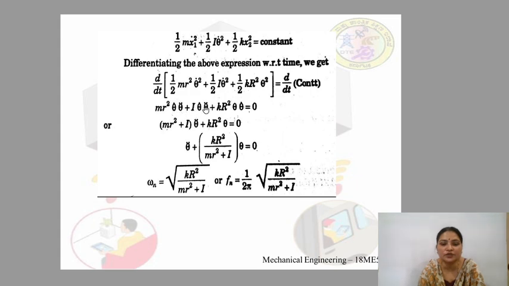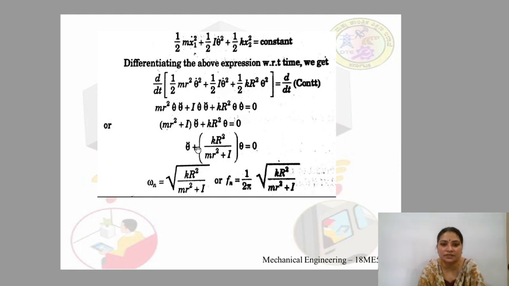Now, the first two terms have theta double dot as common, so m R squared plus I is taken inside the bracket, with theta double dot common, plus k R squared theta. Both the terms have theta dot common, so it is removed and we put it equal to 0. Now, dividing the whole equation by m R squared plus I, we can write that theta double dot plus k R squared divided by m R squared plus I into theta is equal to 0.